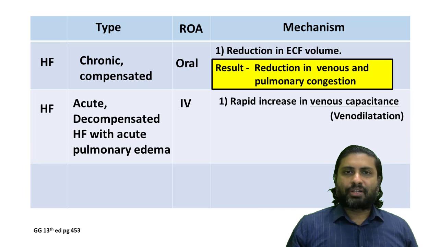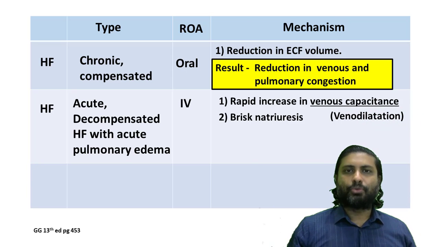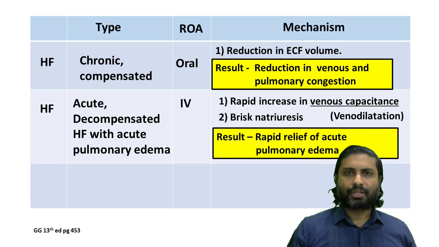Of course, reduction of extracellular fluid volume with brisk natriuresis also occurs, but the primary mechanism in acute decompensated heart failure is definitely venodilatation. This results in rapid relief of acute pulmonary edema.